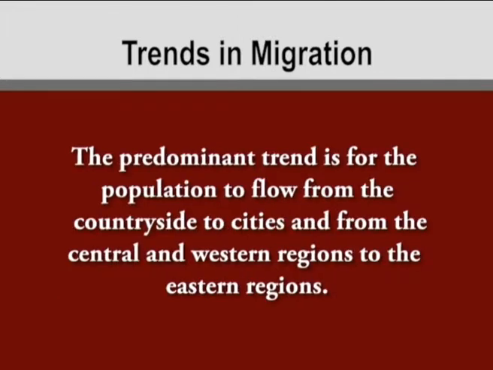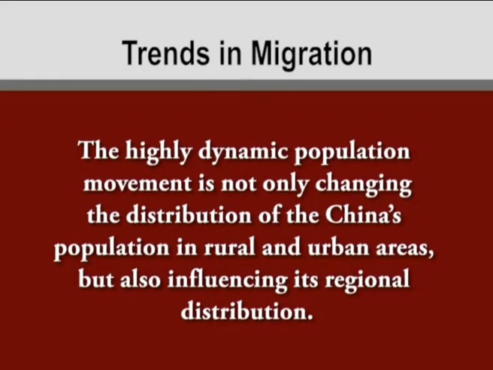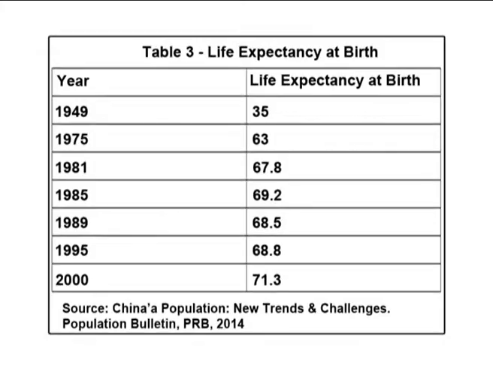development. The predominant trend is for the population to flow from the countryside to cities and from the central and western regions to the eastern regions. The highly dynamic population movement is not only changing the distribution of China's population in rural and urban areas, but also influencing its regional distribution.